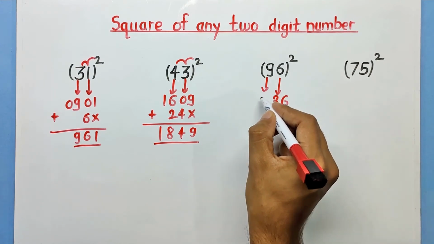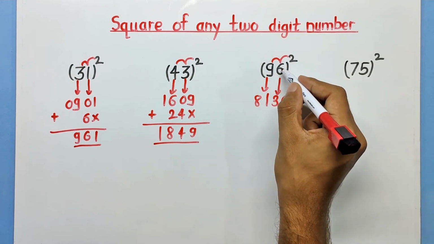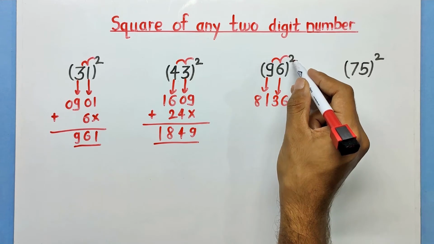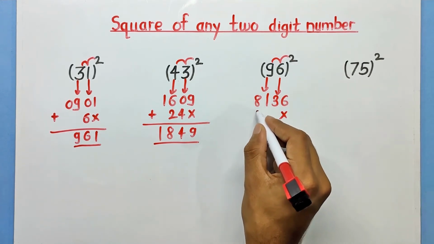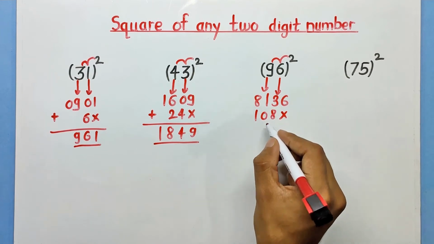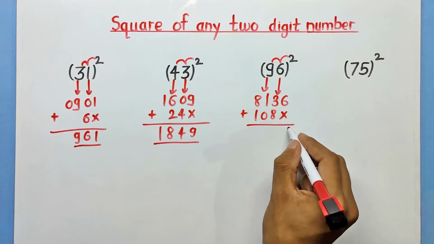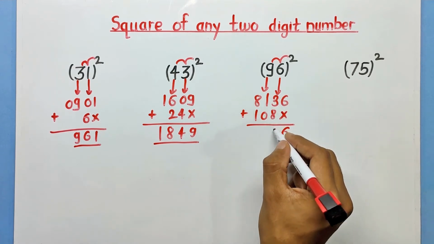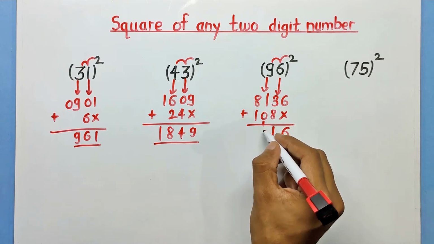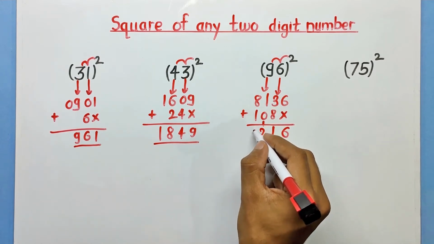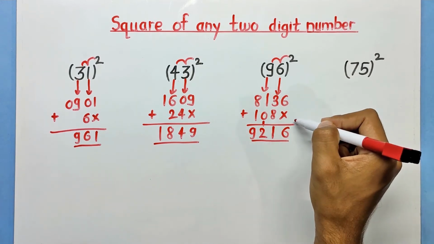9 square is 81. And the multiplication of these three numbers, 9 times 6 is 54. 54 times 2 that will be 108. Leave the 1 place here and write 108. Let's add these numbers. So 6 plus 0 is 6. 3 plus 8 is 11. So we'll write 1 here and 1 will be carried forward. 1 plus 1 that will be 2. 8 plus 1 that will be 9. So answer is this. Now I hope you understood this method.